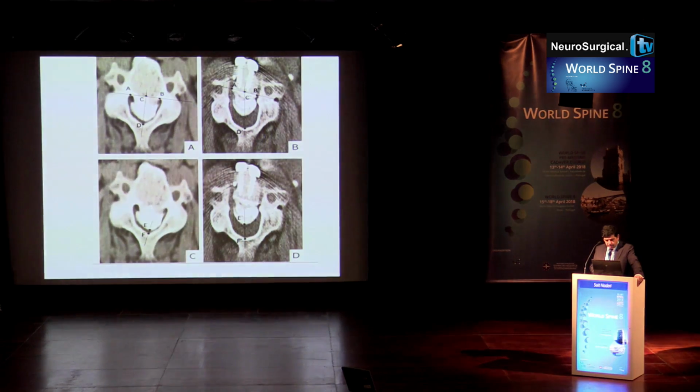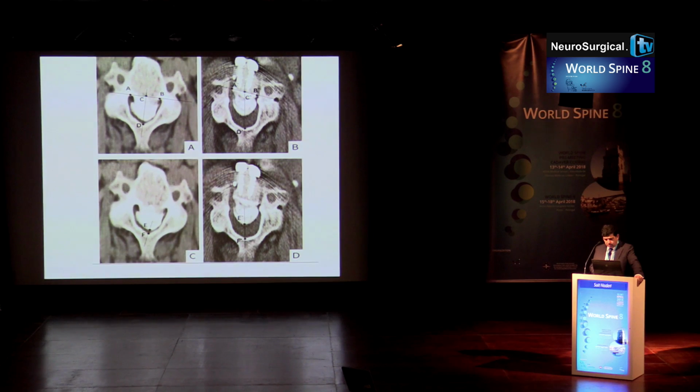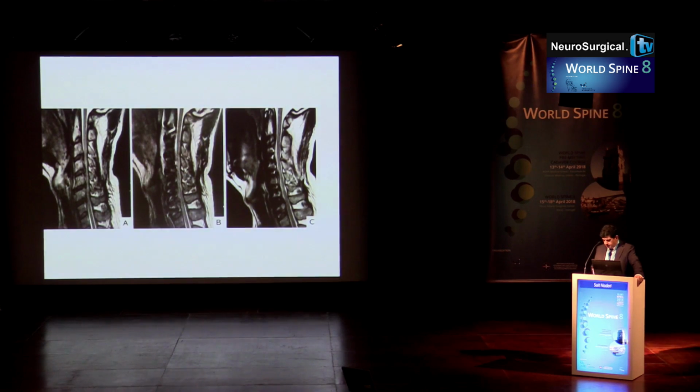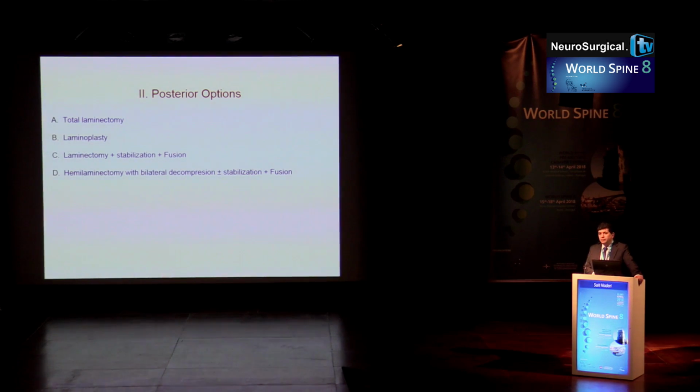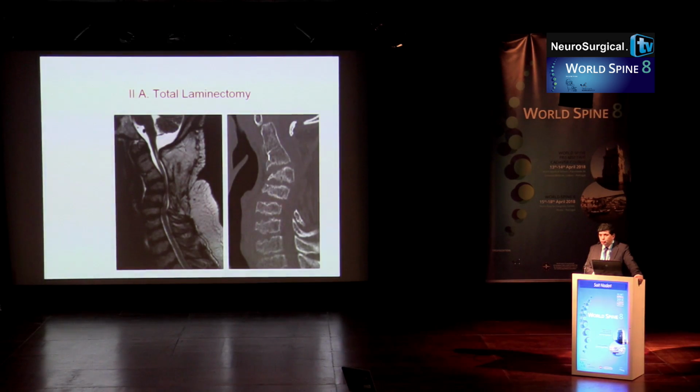You can see before surgery and after surgery, and this is also MRI before surgery and MRI after surgery. You can see CSF in the front of the spinal cord. Another technique is the posterior technique. You can do total laminectomy. Actually, we almost never use total laminectomy without stabilization.